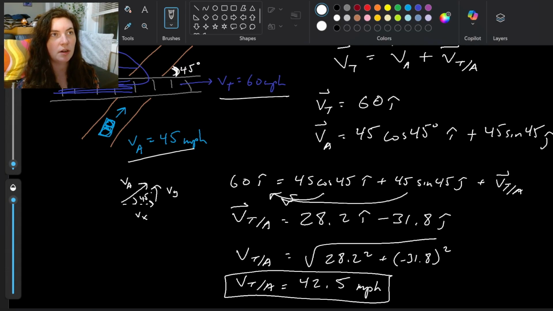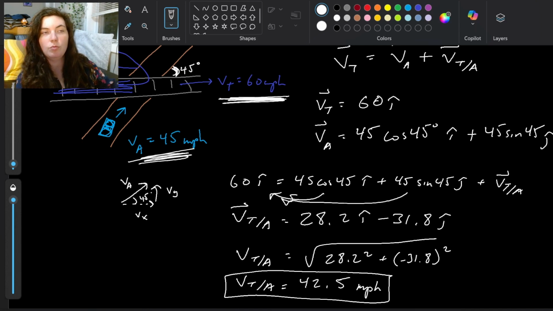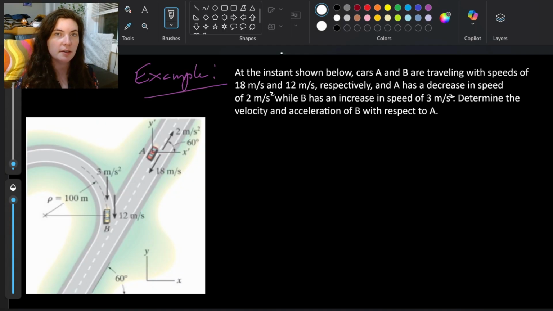42.5 miles per hour. So a little bit slower than this actual velocity of the train, right? Because this car is moving in the same direction. It's a little bit slower and it's a little bit at an angle, so it's not nothing. But it looks like, relative to the train, that relative motion is slower than the train's actual motion. So the relative velocity of the train with respect to the automobile is going to be that 42.5 miles per hour. Let's take a look at another example here, where now we've got two cars on the road.